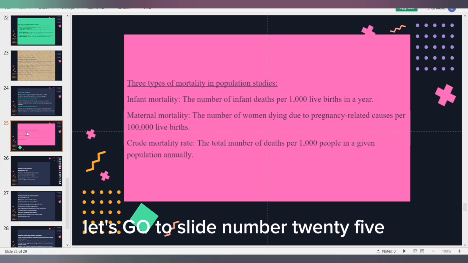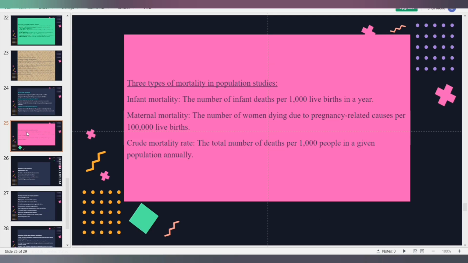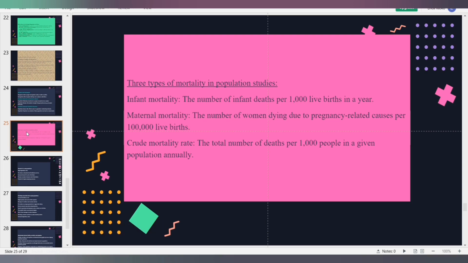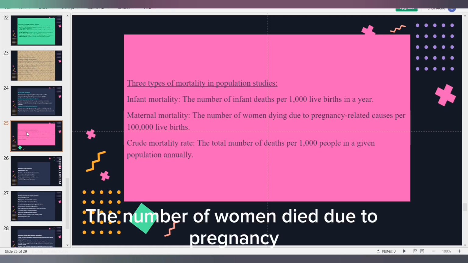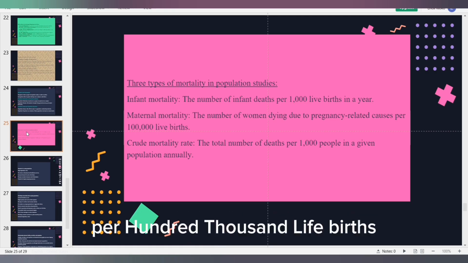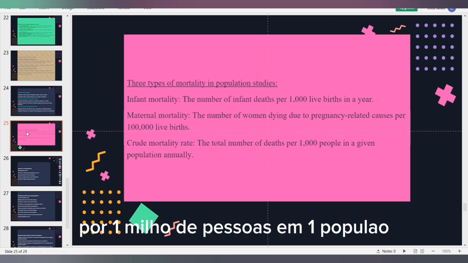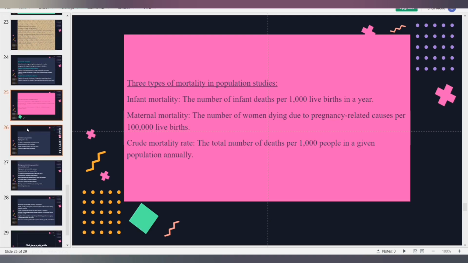Let's go to slide number 25. Three types of mortality in population studies. We have infant mortality, maternal mortality, and crude mortality rate. Infant mortality is the number of infant deaths per 1,000 live births in a year. Maternal mortality is the number of women who die due to pregnancy-related issues per 100,000 live births. Crude mortality rate is the total number of deaths per 1,000 people in a given population annually.